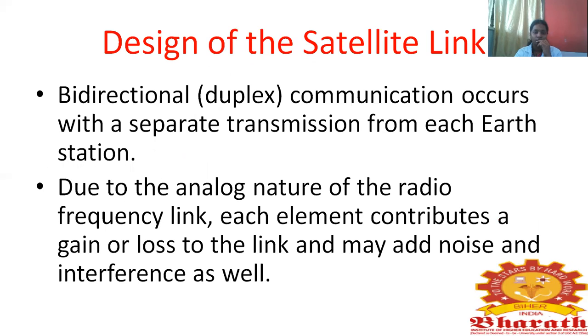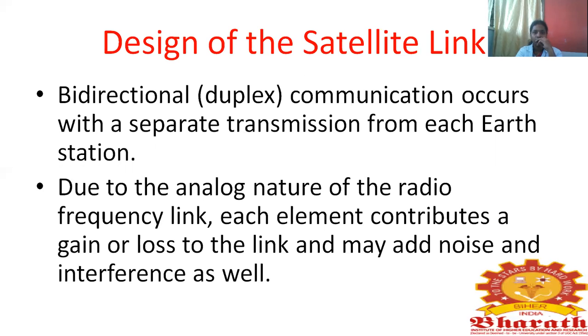Now we'll continue with the design. When you go for the direction, how is your communication going to take place? Either it is single directional or bidirectional. Obviously it is going to be bidirectional, because you send the signal from the base station to the satellite, and similarly from the satellite also to the base station. So the communication takes place from both ends. You call this a bidirectional communication. This bidirectional communication occurs with a separate transmission from each base station.